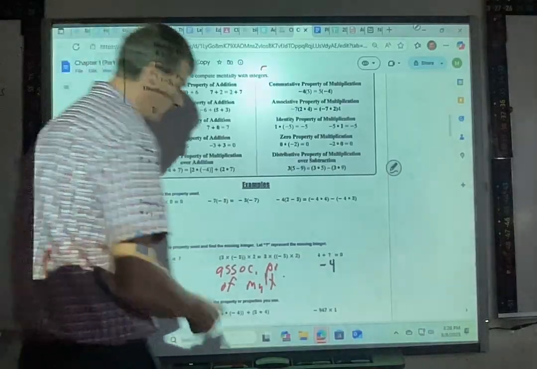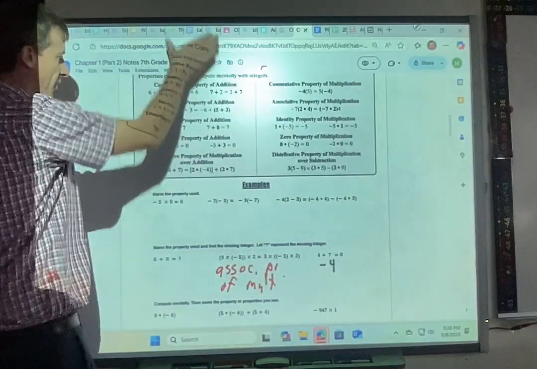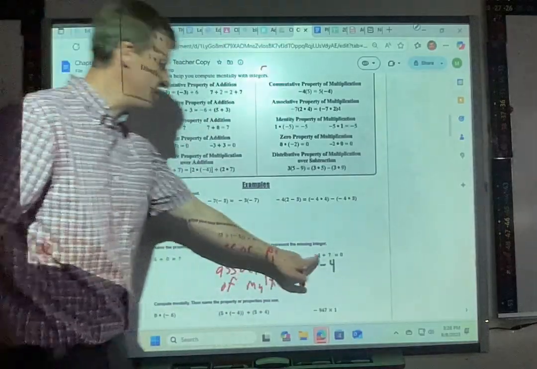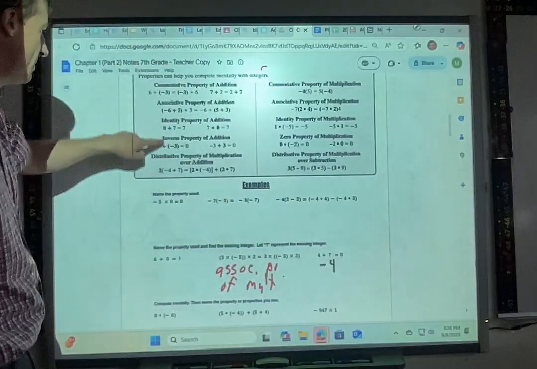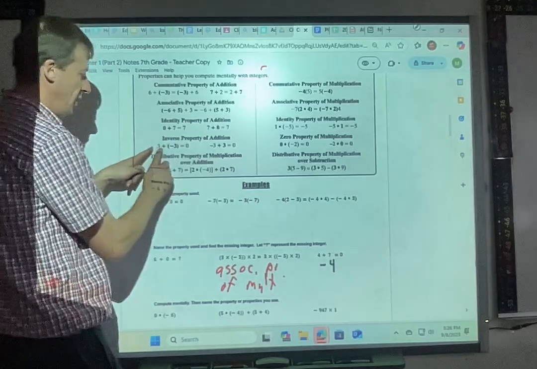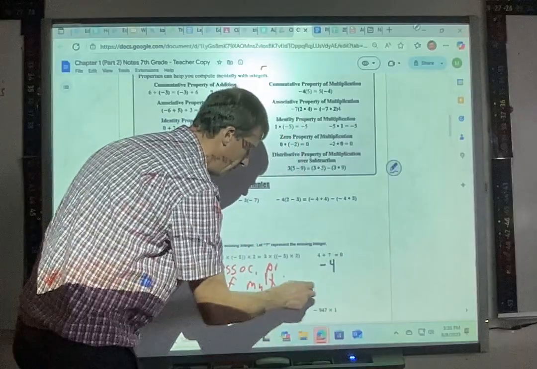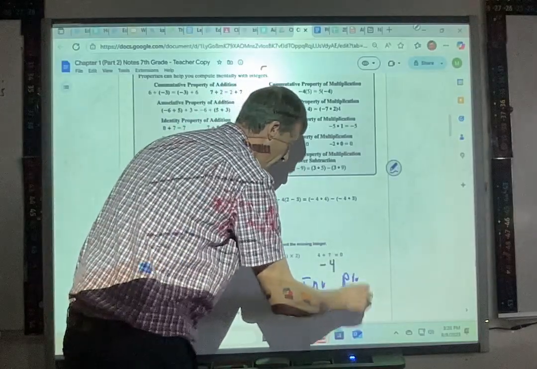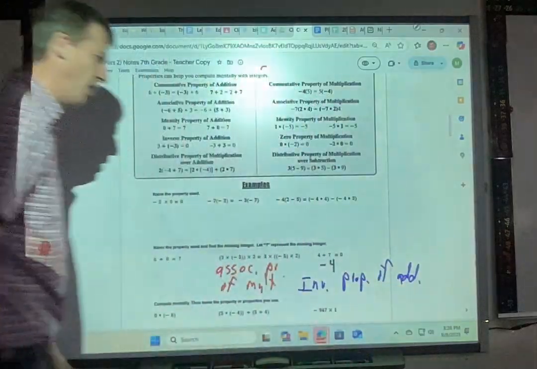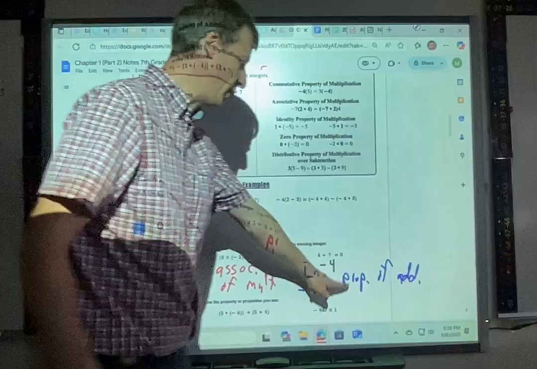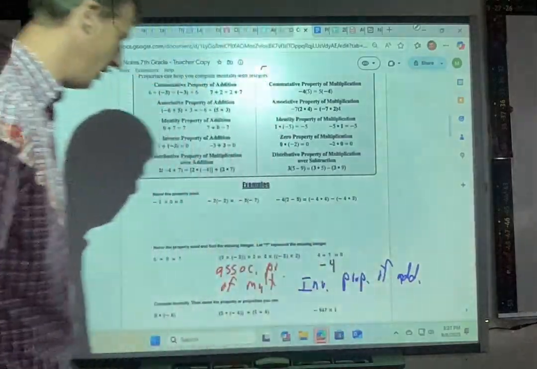And then I need to know the property. Well, I'm dealing with addition because I've got a plus sign there, so it's addition on this side. And I'm taking a number and its opposite, and they add up to 0. So a number plus its opposite is 0. That's the inverse property of addition. Any number plus its opposite is equal to 0. So that's inverse property of addition. Inverse property of addition on that one.